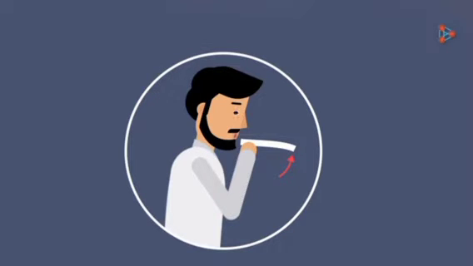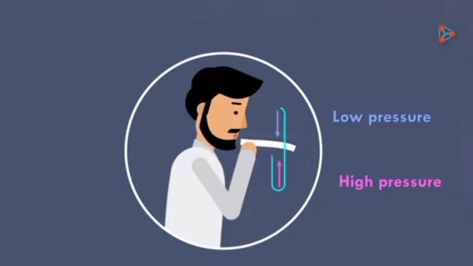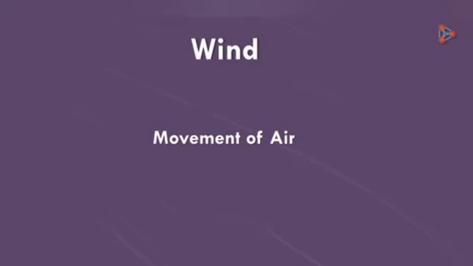Here we come to the conclusion that air will always move from a point of high pressure to a point of low pressure. In this movement of air from high to low pressure, the air from high pressure will push the paper upward to the point of low pressure, hence the paper will remain straight. Now let's look at the movement of air.